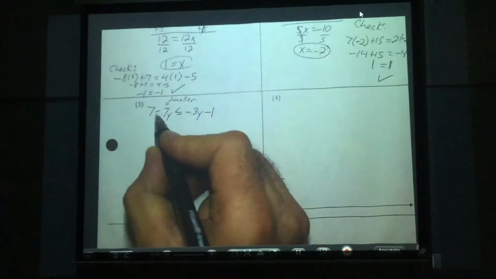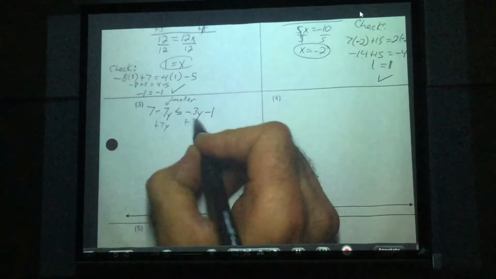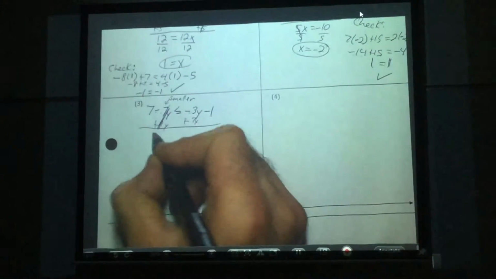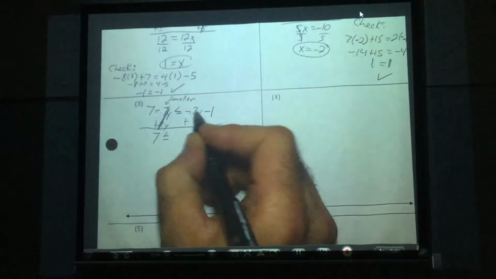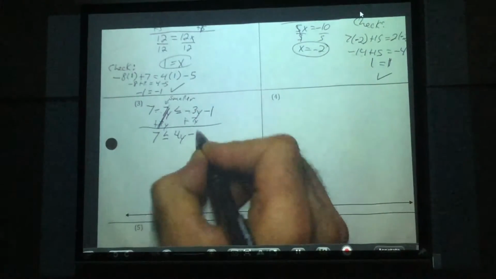How do I get rid of -7y? I'm going to add 7y. Now this cancels the 7y's out. We'll bring down the 7. The less than or equal to will come down. Over here, -3y plus 7y gets you 4y. And we got the -1.